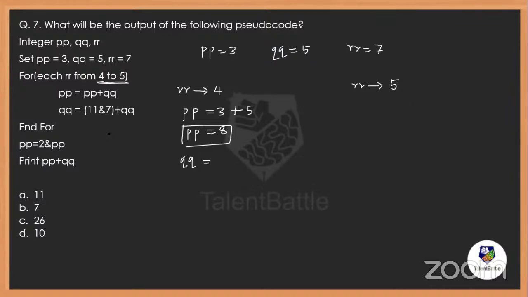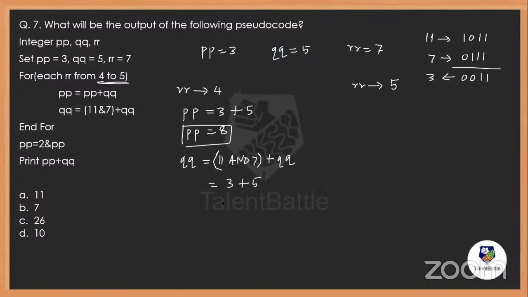So calculate according to the logic. The binary representation for 11 will be 1011, and for 7 it will be 0111. If you take the AND, it will give me 0011, which is nothing but the decimal 3. So the value of 11 and 7 will be 3. Plus we have to add the value of qq, so this is 3 plus the qq value given to us, that is 5. So it will become 8. The updated value of qq is 8.